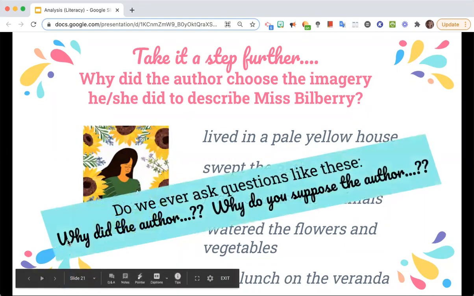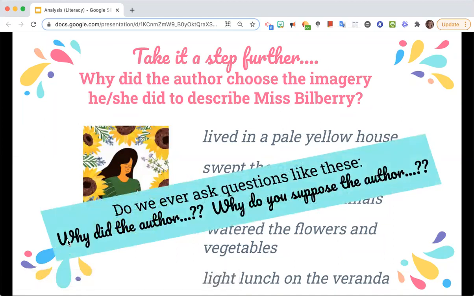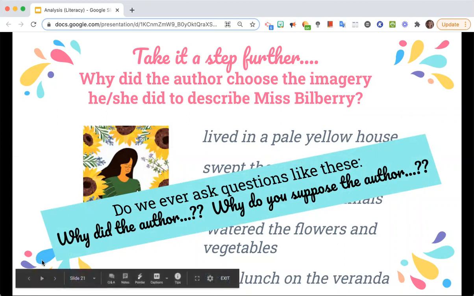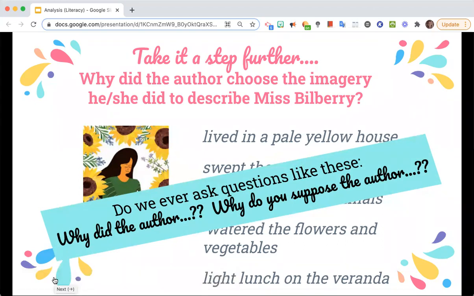So I propose to you, do we ever ask questions like this? So instead of asking, what color was the house? Let's ask why. Why did the author create the house yellow? Why do you suppose the author described the house as a pale yellow house? What really could he have meant with those words? So let's continue to push our students and ask questions that push them into critical thinking and not just into recall and memory.